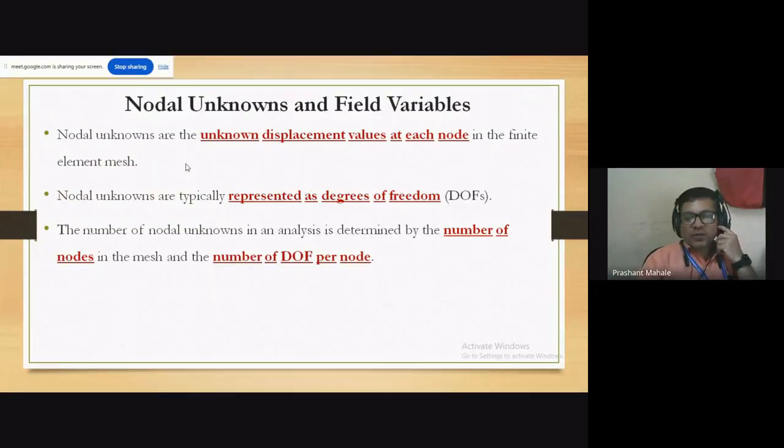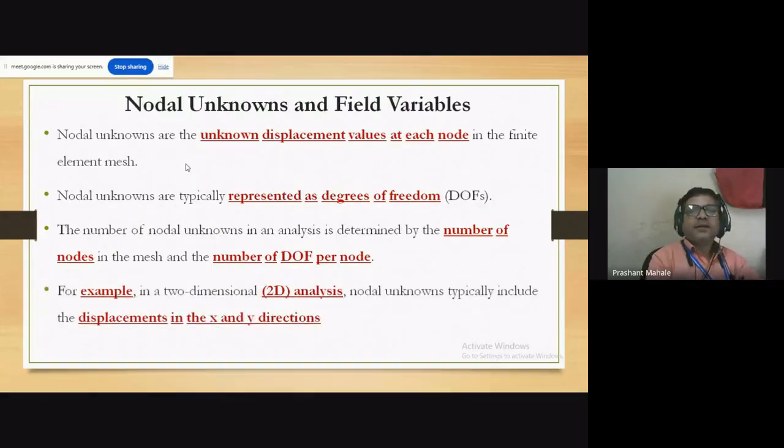So in a two-node 1D element, we have two nodes, and because it is 1D, each node has 1 degree of freedom. When 1D, 1 degree of freedom. When 2D, 2 degrees of freedom. And when 3D element, 3 degrees of freedom. So here the number of nodal unknowns can be calculated from the elements. If it is 1D, 2 nodes, then definitely there will be 2 nodal unknowns and so on.